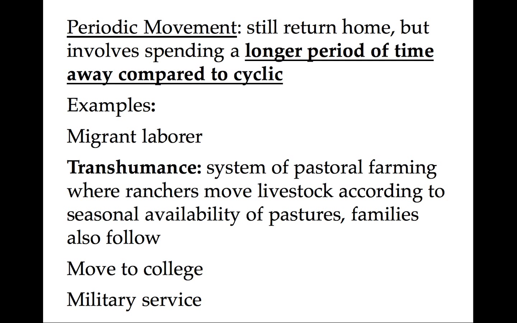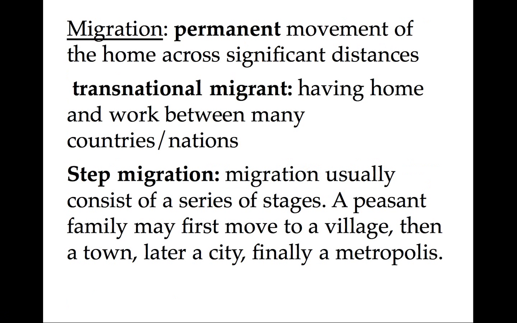Okay. When our seniors go off to college, they will be experiencing periodic movement where, let's say from August to November, you're at college, you go home for Thanksgiving, then you go back to college, then December or winter break, you have December off and January off, and then you come back in the summertime. That's an example of periodic movement, and so is military service. So migration is a permanent movement of a home across significant distances. Usually we're moving from one country to another.